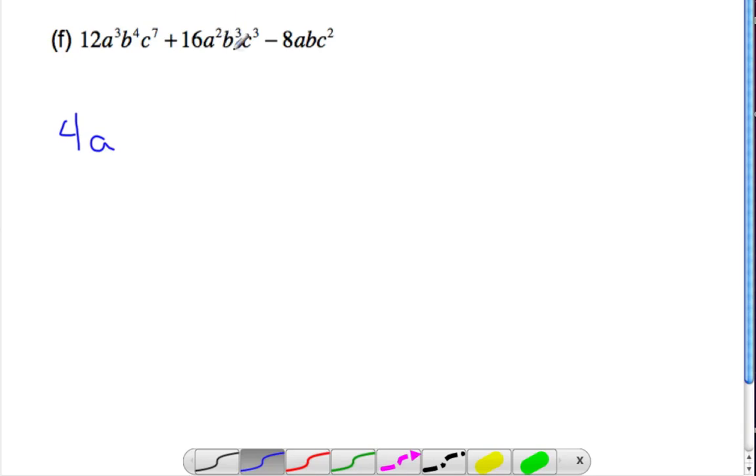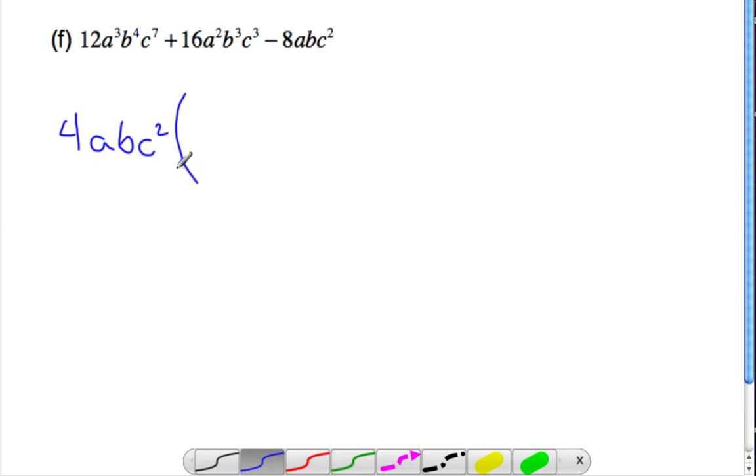B to the 4th, b cubed, b. So I can pull out a factor of b. And then c to the 7th, c cubed, c squared. Take out the c squared. So it's actually the lowest exponent that's common between them all.